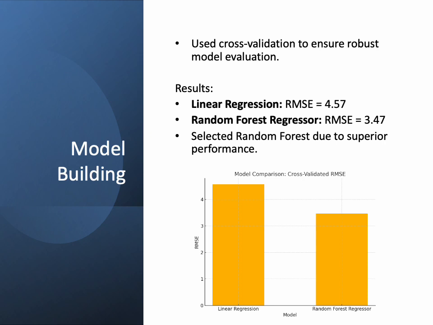So here's a bar chart of the results that I had from the linear regression, which had a root mean squared error of 4.57, and the random forest regression had a root mean squared error of 3.47. And it was selected due to its superior performance. The lower that value, the better it was.